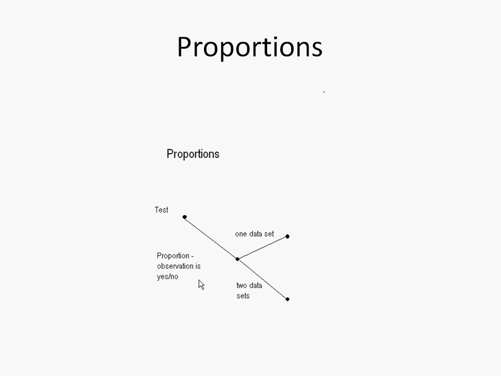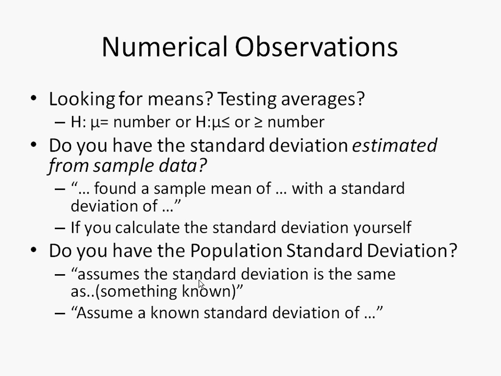If it says out of this many n over here, out of 40 on this group, is it the same as what we had 12 years ago that was 43%? If they don't give you a second n, you only have one data set. Now, what happens if the data is numerical in nature?